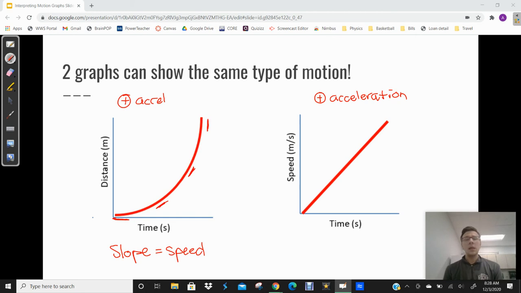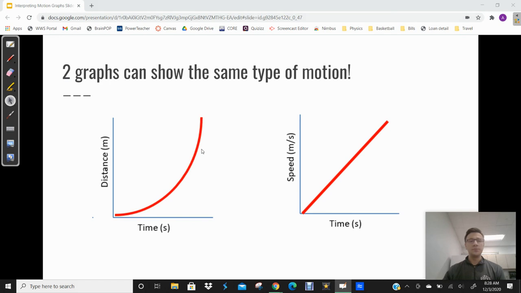Okay? So these two graphs look very different, but they actually show us the same exact thing. So when you're looking at these graphs, you really want to pay attention to what's on the y-axis first, and then start thinking about the slope and what it's doing, what it means. And then you can kind of visualize what's going on with this object. Okay.